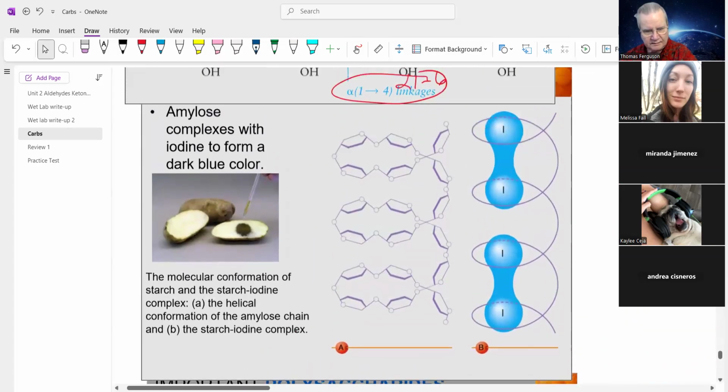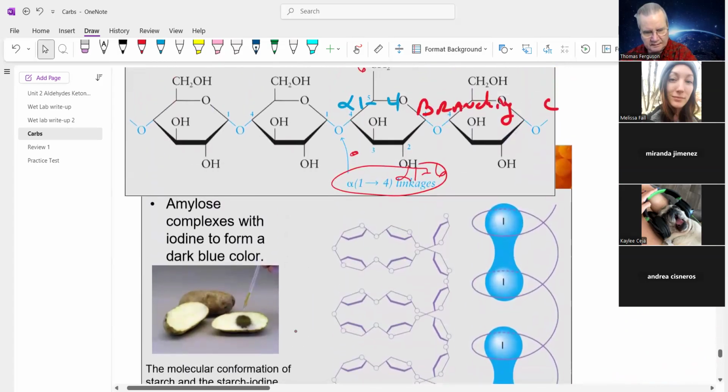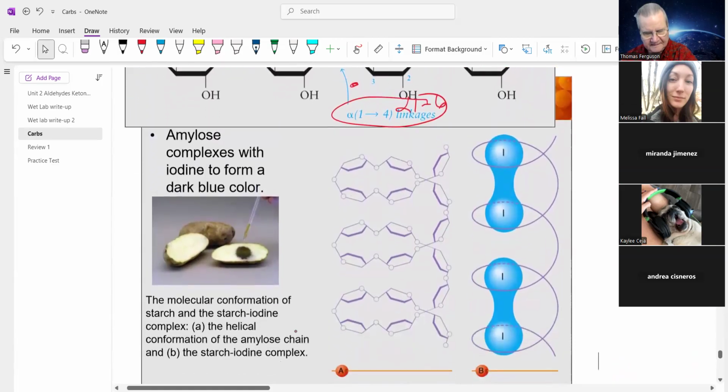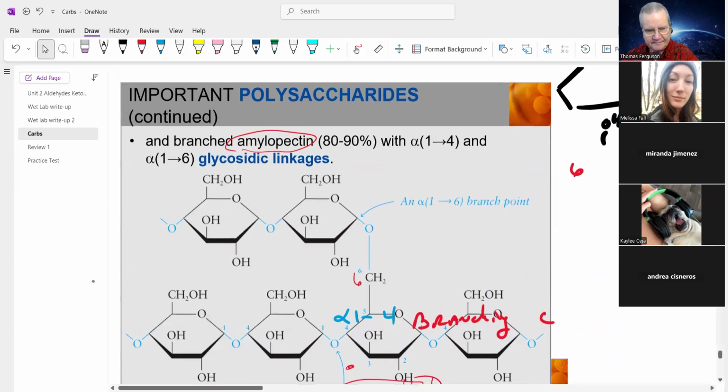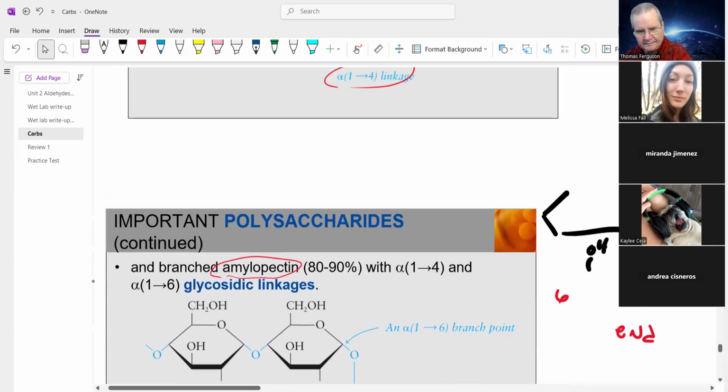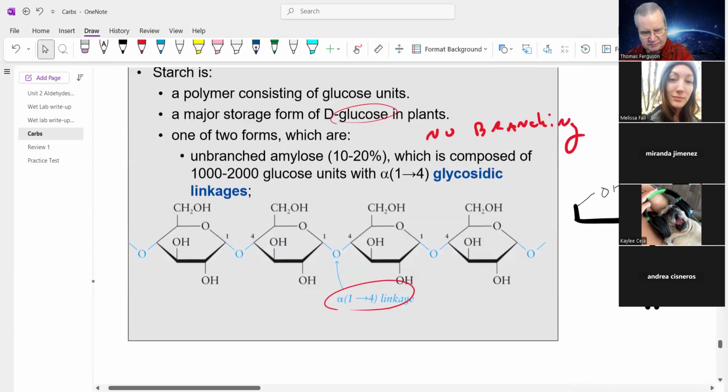Let's see, I'm going to go back here. Okay, there are two names that are very similar. There's amylase and amylose. ASE is commonly used with enzymes. So amylase is the enzyme that breaks apart the starch. The name of the starch, the non-branching starch, is amylose.